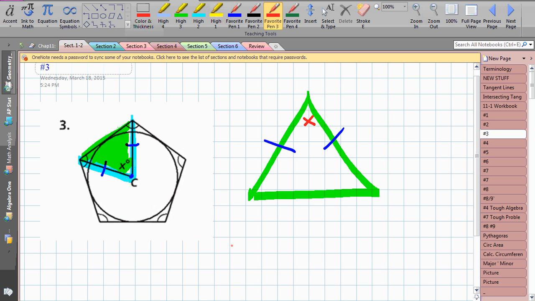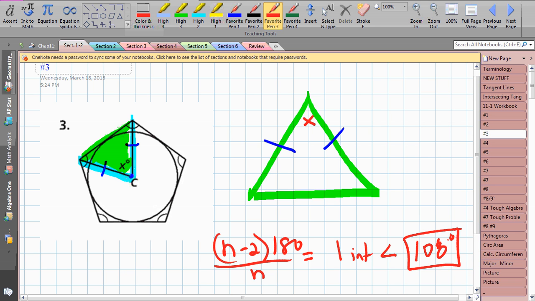A long time ago in regular shapes we had a formula that said (n minus 2) times 180 divided by n, and that's going to give us one interior angle of a regular polygon. In this case this is 108 for a pentagon. That means this angle is 108, that angle is 108, this angle is 108, and so is this one right there. But if that's 108, this one's going to be 54, and that one's going to be 54.